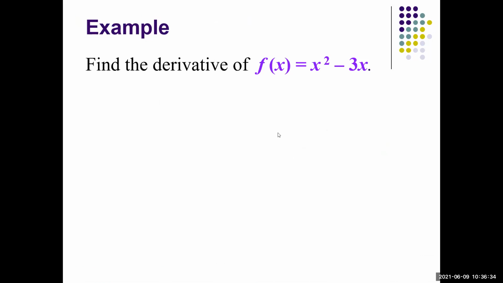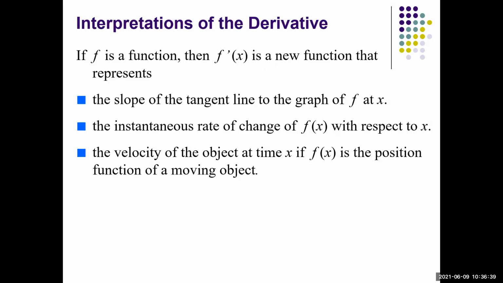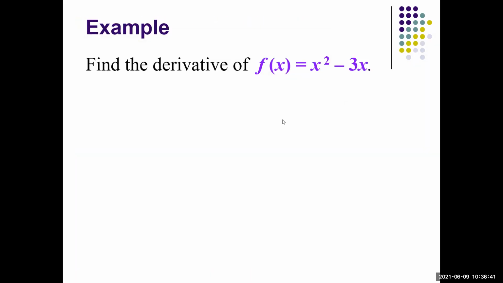Now, how to find the derivative of functions in general? So I'm going to do one quickly. Remember the definition here. f of x is x squared minus 3x, right? So what is the derivative? The derivative f prime of x by definition is the limit of f of x plus h minus f of x over h, where h approaches 0.